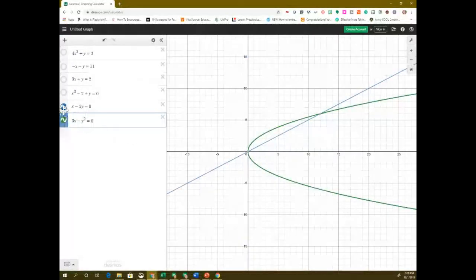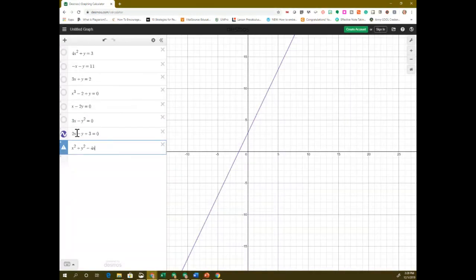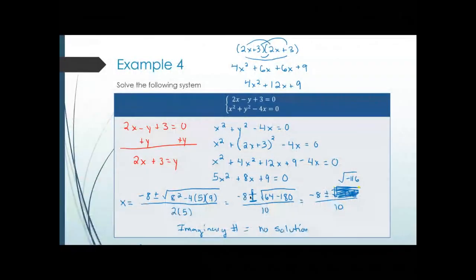So bring back up Desmos. The first equation was 2x minus y plus 3 equals 0. And the second one is x squared plus y squared minus 4x equals 0, which is a circle. And you can see that they don't intersect at all. So because these don't intersect, there is no solution. And that's why when I was solving with the quadratic formula, I ended up with an imaginary number inside the square root, a negative inside the square root. That's something we can't graph, so there's no solution.